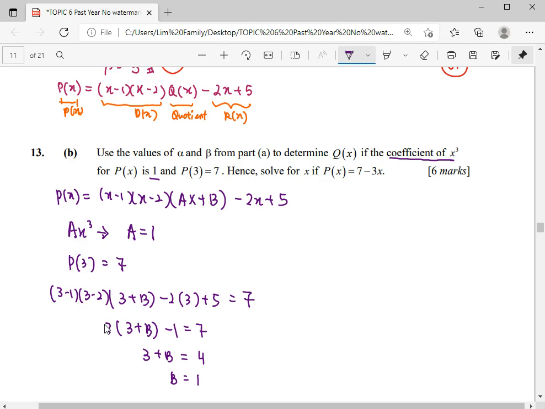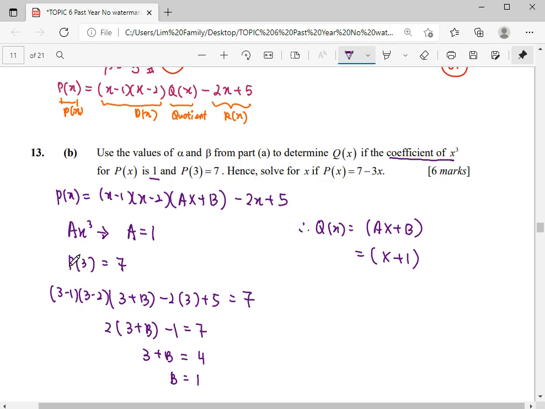Therefore, our Qx part here, which is ax plus b, equals 1x plus b. A is 1, b is also 1. So that will be our Qx.